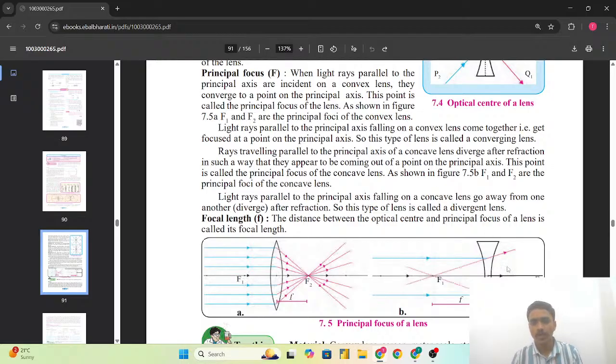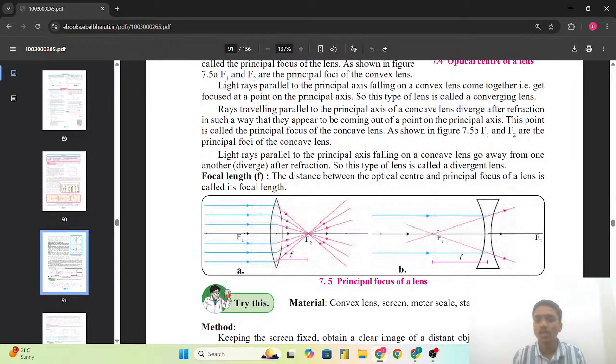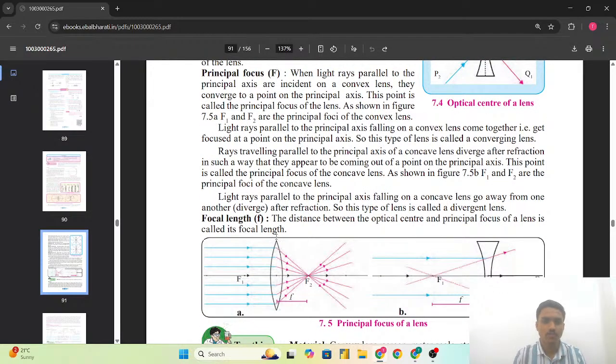यहाँ पर जो बोला गया है सिंपल सी बात है कि कॉन्वर्जिंग लेंस क्या है कि light rays which are traveling parallel to the principal axis get converged at a point which is called the principal focus of that particular convex lens, that is the converging lens.